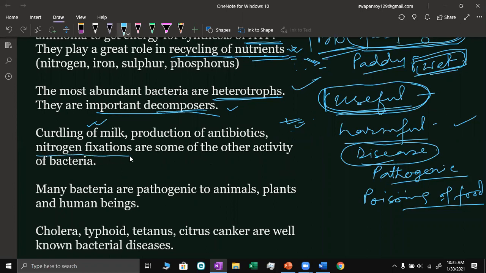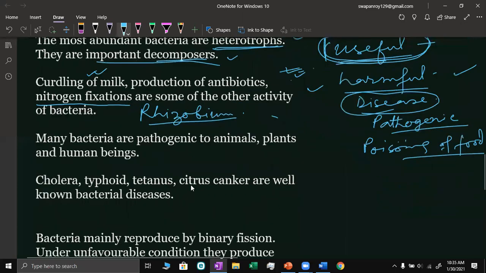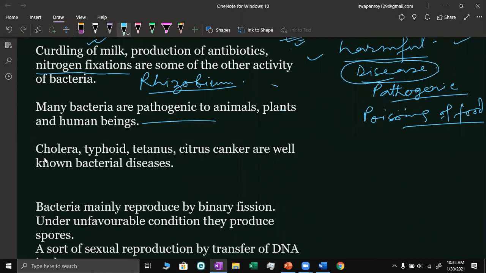Okay, a useful one is nitrogen fixation. For nitrogen fixation, there are symbiotic bacteria, and the common ones are Rhizobia and Clostridium. Many bacteria are pathogenic to animals. Say, these are cholera, typhoid, tetanus. These are the common bacterial diseases. Citrus canker is the plant disease found in citrus fruit, lemon. Besides that, there are several diseases in our crop plants that also take place due to bacteria.